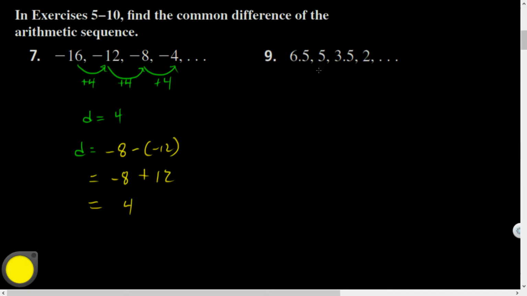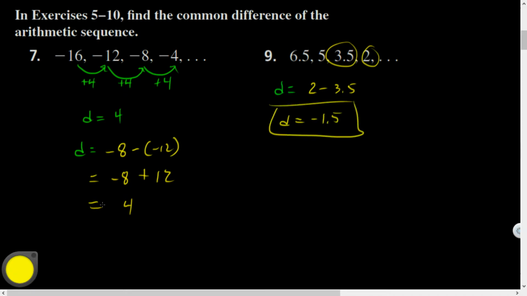This one's a little bit weirder, but let's just find the common difference using subtraction. Any two I want. Let's pick this one and this one. I'll do 2 minus 3.5. It looks like the common difference is -1.5. Right, so that's the common difference.